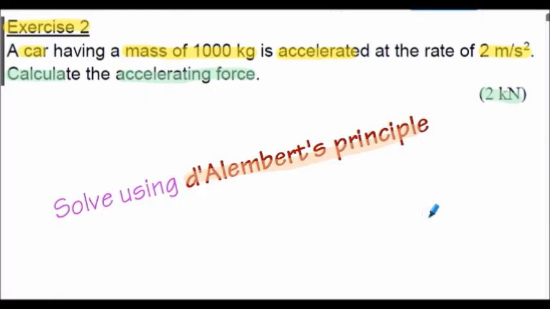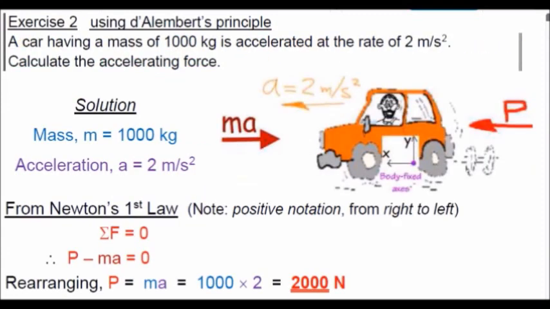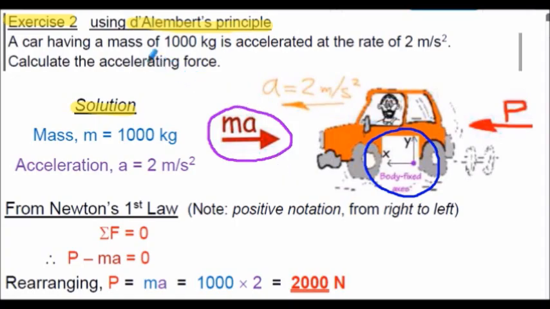I would encourage you to start the presentation and attempt exercise 2 and apply D'Alembert's principle as we've outlined in the previous presentation. I will show the full solution on the following slide. Exercise 2, here's the solution, and we're using D'Alembert's principle. So the only difference between this solution and the solution in the previous presentation is that we're now considering a body fixed axis on the car, moving with the car, and so we add the inertia force on our free body diagram.